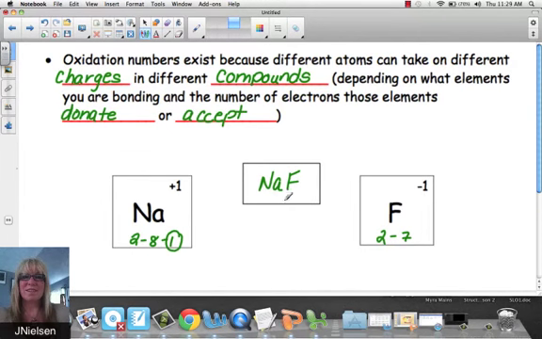So NaF. If I were to draw this as a Lewis structure, I would have Na plus because it gave up 1, and then in brackets I would have F with its 7 valence electrons and then the 1 it got from sodium, and it has a negative charge. This negative is attracted to this positive and NaF forms.